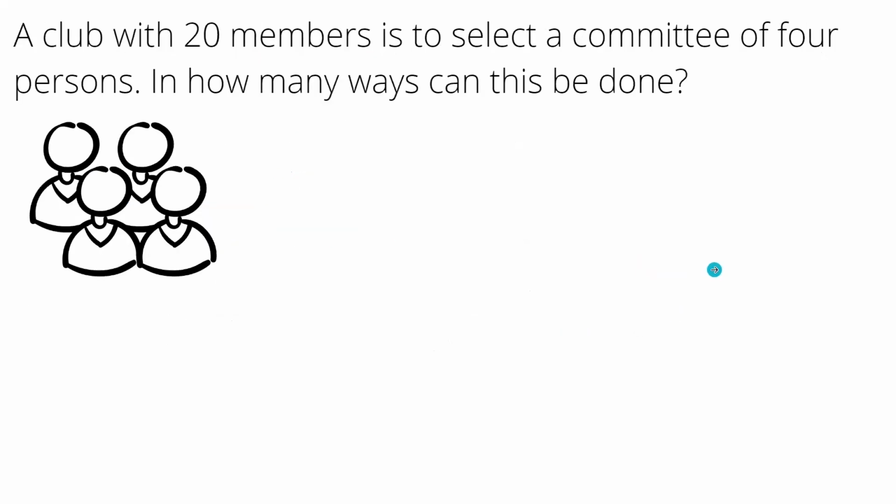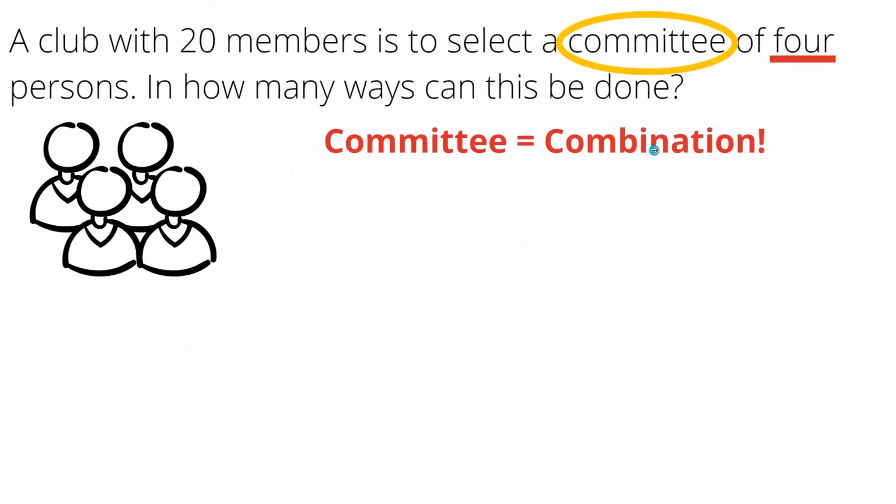Okay, now, a club with 20 members is to select a committee of 4 persons. How many ways can this be done? All right, so let's look at our key terms here. We know we have 20 members. You're choosing a committee of 4 persons. Remember that committee is a keyword. That means that you are going to do a combination. If you see that committee, then you just know you're going to do a combination.